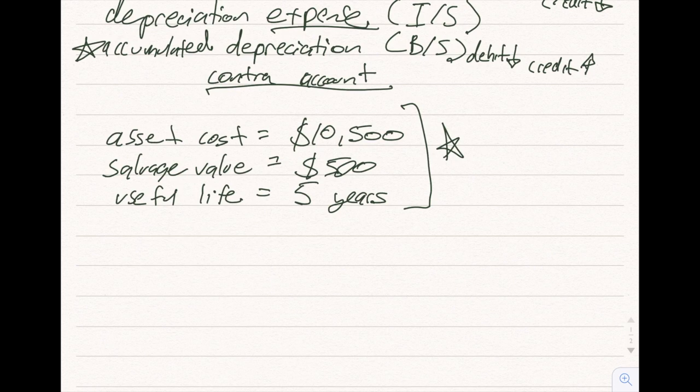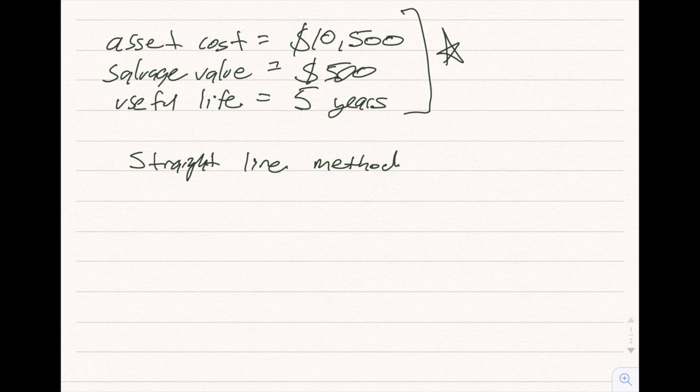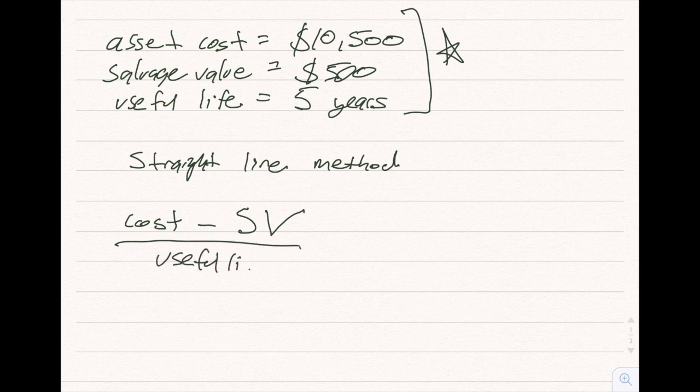There's several methods of depreciation. A common one, probably the most common one, certainly for school, is called straight line. The straight line method. Okay. Pretty straightforward. Here's the formula. So cost minus, I'm just going to say SV, that's the salvage value, divided by useful life equals depreciation expense.